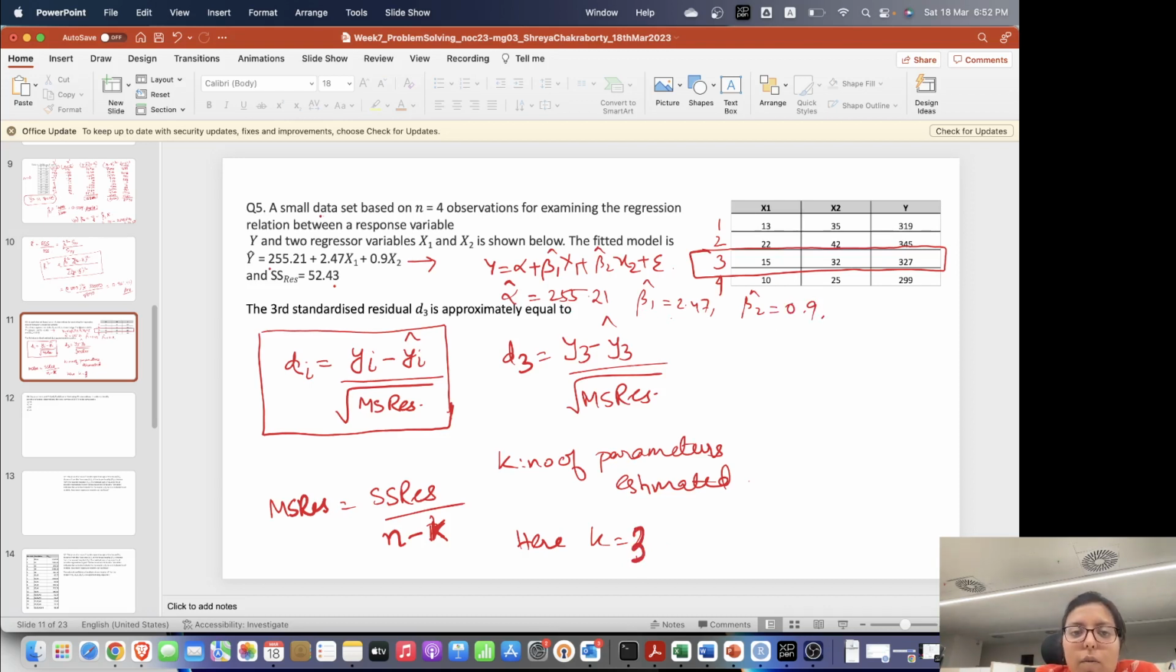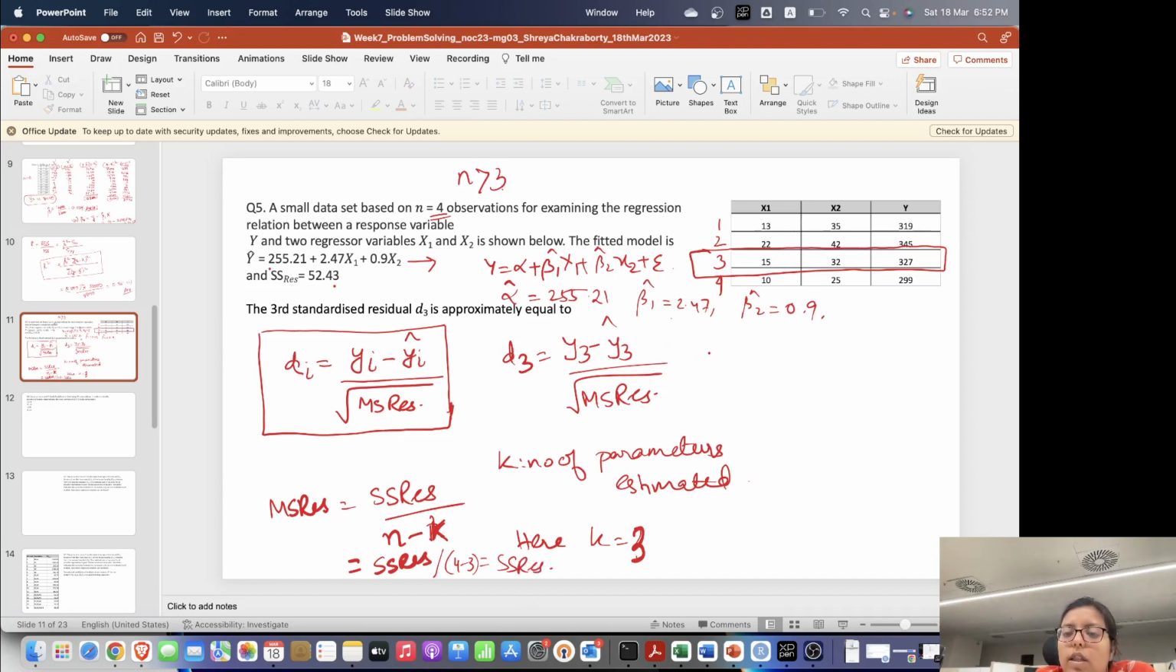And how many observations? So can we fit a linear model? Yes. Why? Because n is greater than 3. We have n equal to 4 observations. So then if n equal to 4 and k equal to 3, my ms residuals will be ss residuals divided by 4 minus 3, which is essentially the ss residual itself.